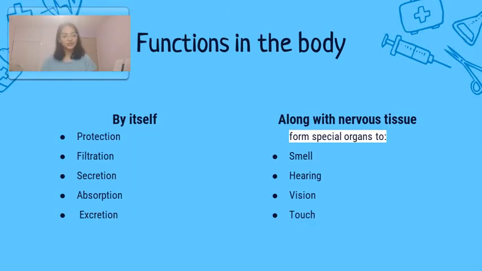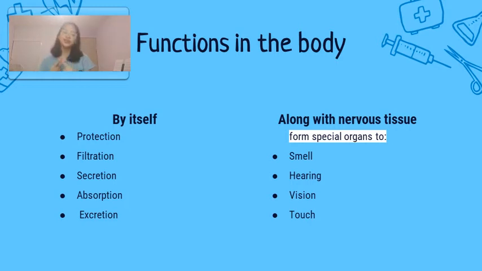The epithelial tissue has many functions in our body. When it's working by itself, it gives us protection, allows us to have a good filtration system, secretion, absorption, and excretion. When it's working along with the nervous tissue, they both create special organs that help us with smell, hearing, vision, and touch.